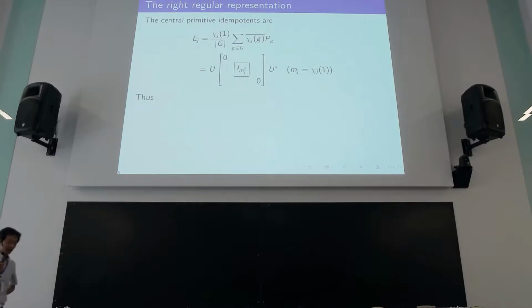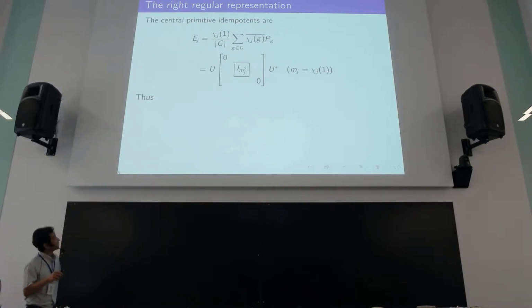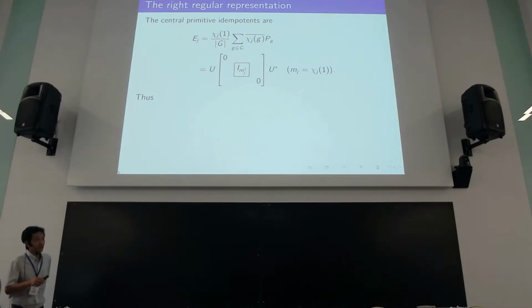But for the right regular representation, we have seen that the size of the matrix is the same as the multiplicity. So you have this Ej, which is the identity matrix of size mj squared on the diagonal, and the rest 0. So that was the block possessed by the primitive idempotent. Here, this mj is nothing but the value of the character at the identity, which is the dimension of the irreducible representation. And that is repeated mj times. That's why we get these primitive idempotents.